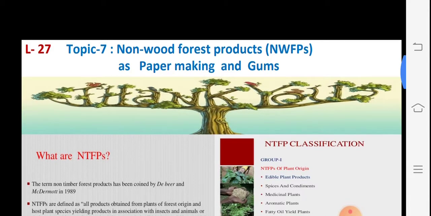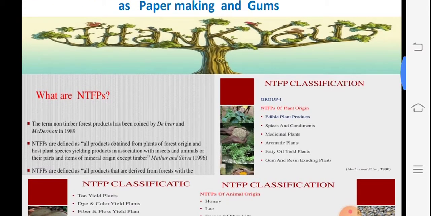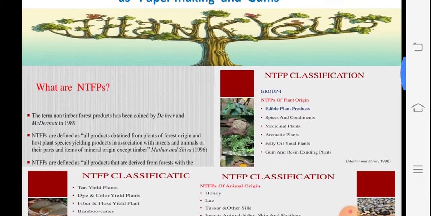So, which are the forest products? Generally, they are not obtained from woody trees. So, deliberately, I have shown this tree habit. But some other examples are there. So, which are these ones? We'll see them one by one.